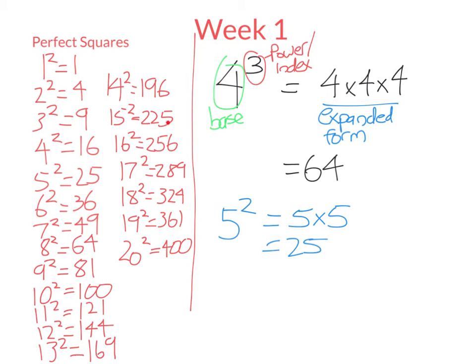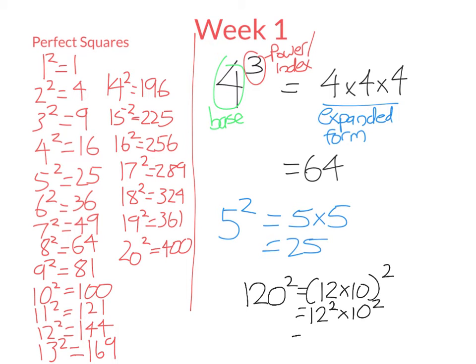So I want you to learn these perfect squares because they come in handy, not only when we're doing square roots, but they can also help with other mental calculations. If you know the first 20 perfect squares, it can also allow you to find higher squares. For example, let's say I wanted to calculate 120 squared. Well, 120 is just 12 times 10. So 120 squared is just 12 squared times 10 squared. 12 squared is 144, we see from that list.